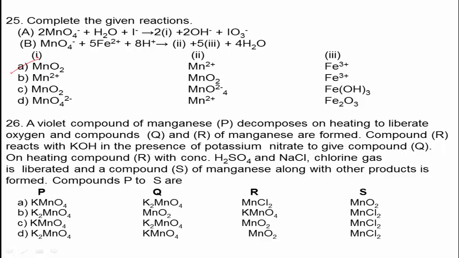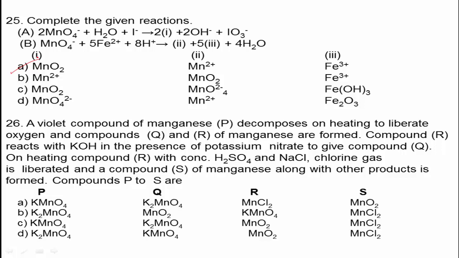Next, question number 26. A violet compound of manganese P decomposes on heating to liberate oxygen, and compounds Q and R of manganese are formed. Compound R reacts with KOH in presence of potassium nitrate to give a compound Q. On heating compound R with concentrated H2SO4 and NaCl, chlorine gas is liberated and a compound S of the manganese along with other products is formed. Compounds P, Q, R, S, R means?